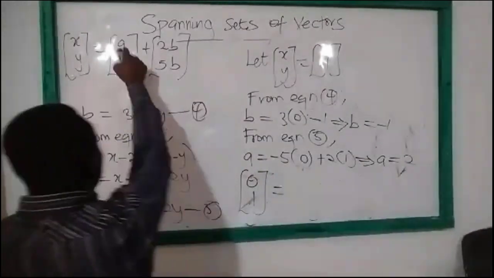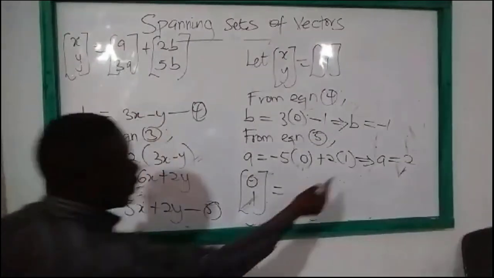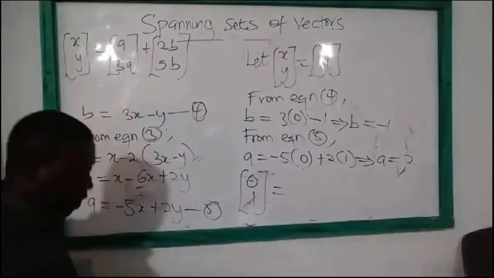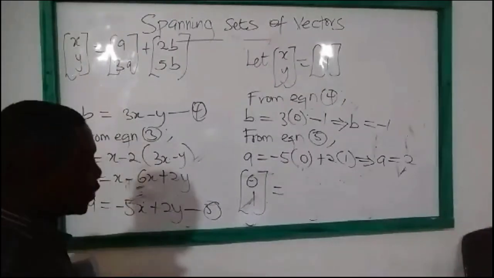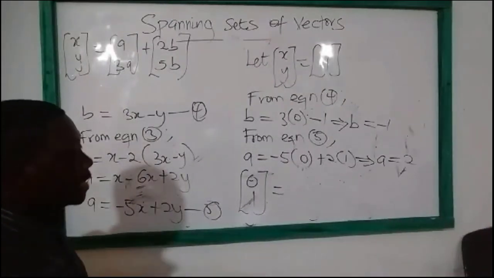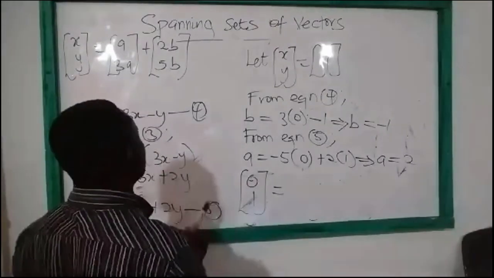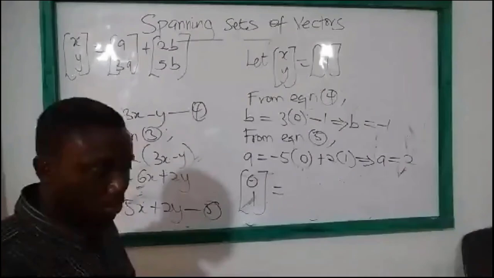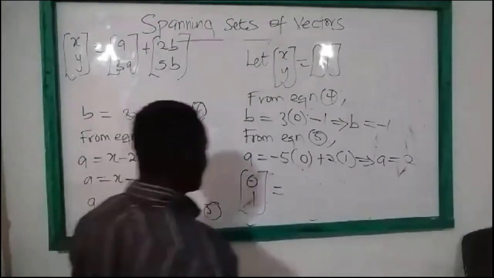And then you have now gotten values for A and B. You also put it in, and see if you get the same vector. If you're able to get the same vector, then it is true that the set of vectors that is given spans in R2. Okay, so now let's make progress.